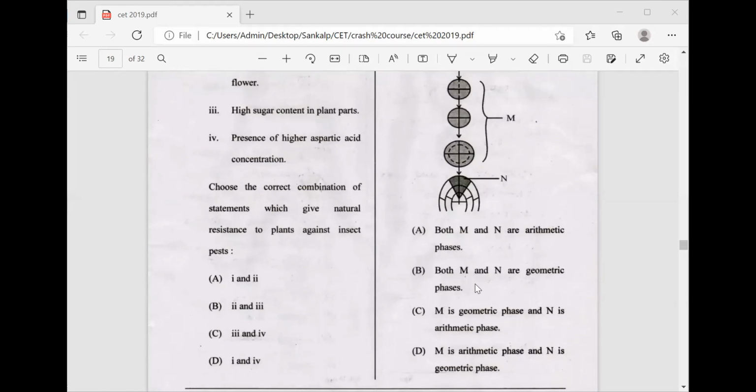Vani C, Tasmiya C, Kirtana C, Bhairesh C, Sindhu D, Janvi C. So the right answer for the 41st question is option C. M is geometric phase and N is arithmetic phase.